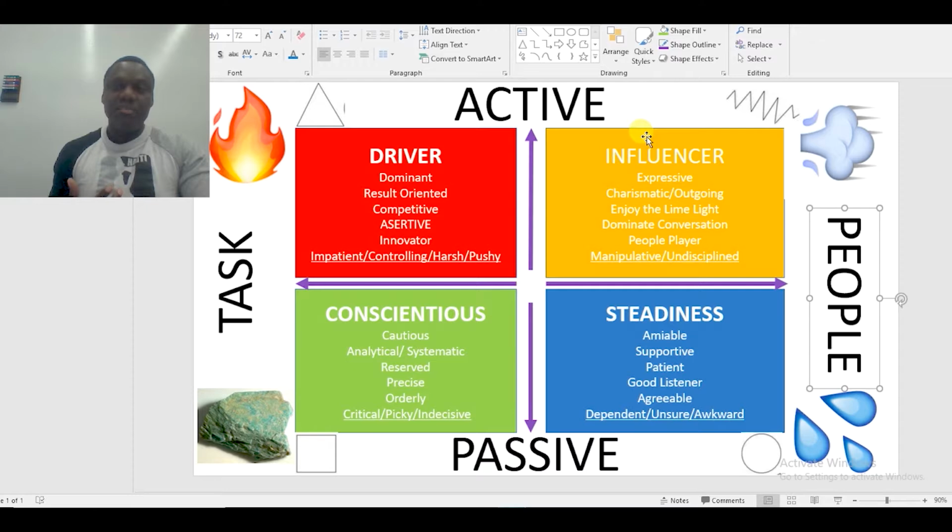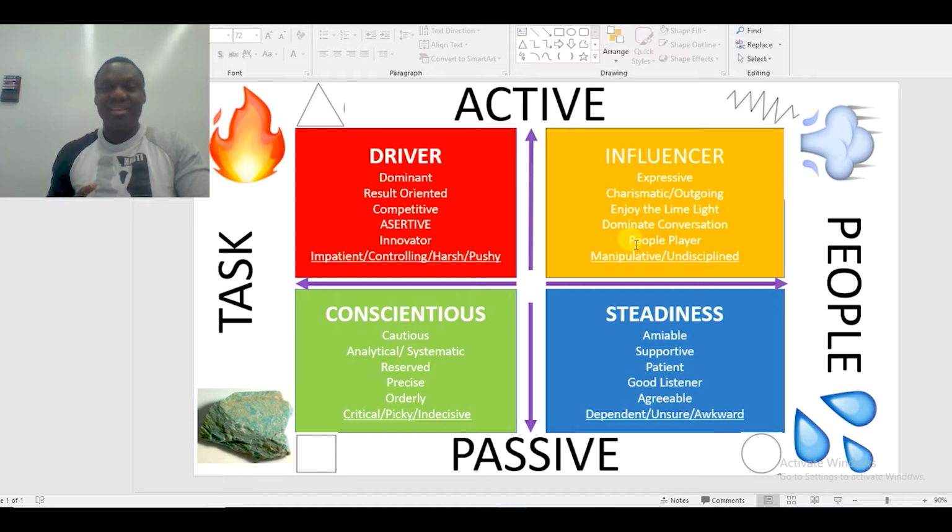The second type is the influencer. A lot of YouTubers will probably fit in this section right here, and I think that's why they call YouTubers influencers, because these types of people really sum up what influencers are. They're very expressive, charismatic, and outgoing. They're very creative as well. They like to dominate conversations. So that's kind of the character you would need as a content creator on YouTube.